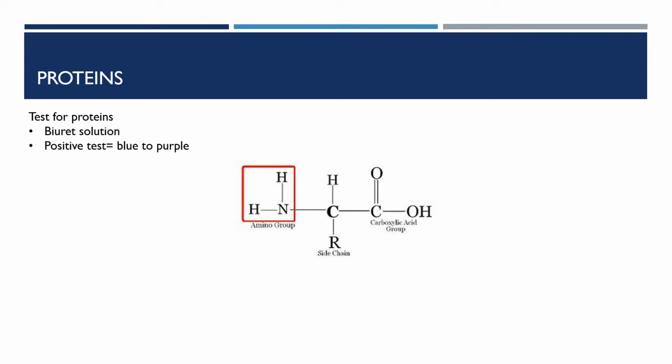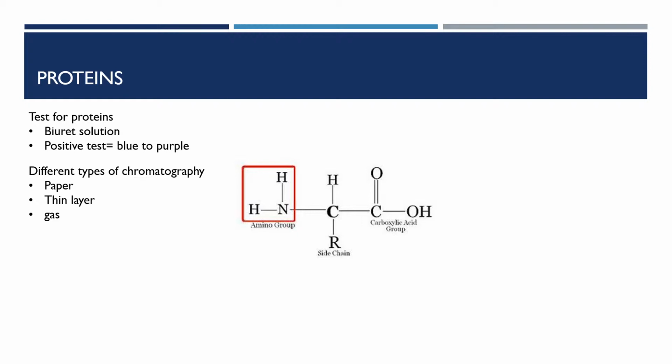Now, the test for proteins. Proteins are tested using biuret solution, and a positive test will turn the solution from blue to purple. The different types of chromatography are paper, thin layer, and gas.